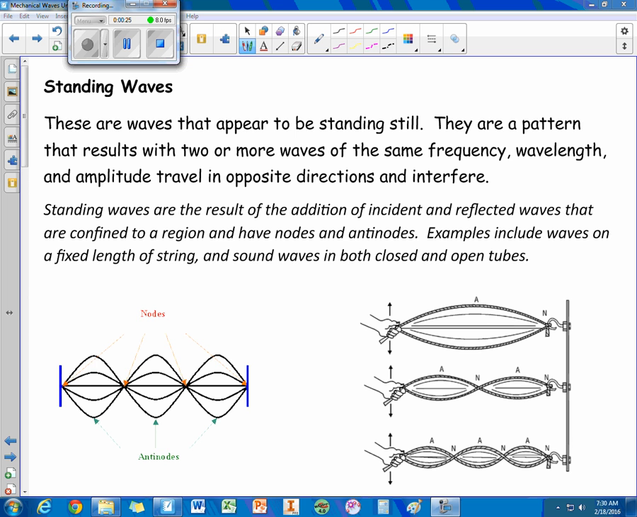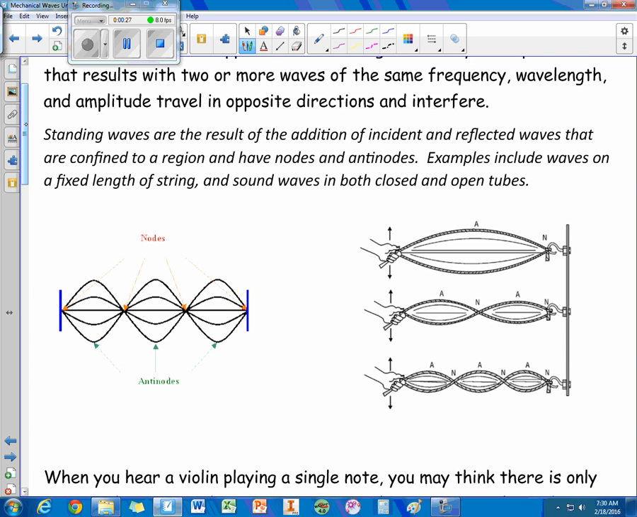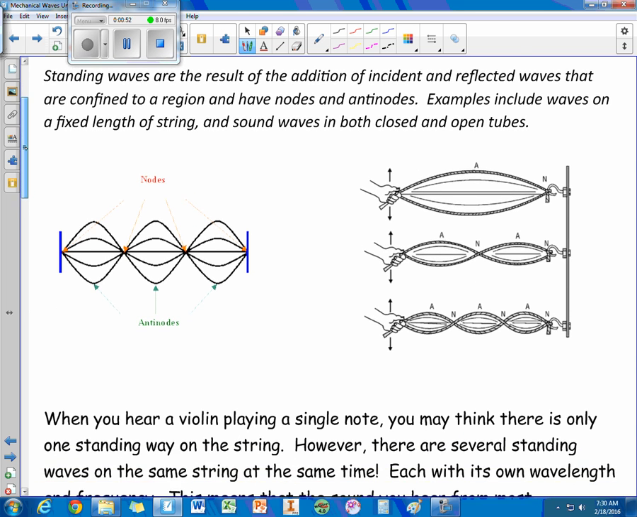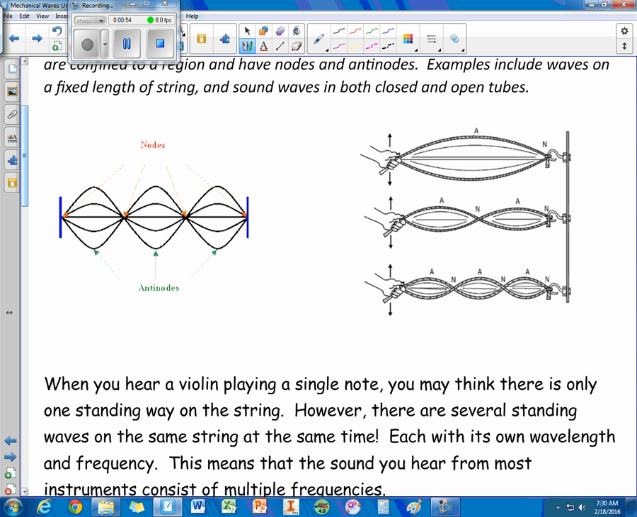And the standing waves result from the addition of incident and reflected waves that are confined to a region and have nodes, antinodes. What you're responsible for will be standing waves on a fixed length of string, standing waves for sound for open and closed tubes. And that's all we're going to really focus on. So in a standing wave, it's really cool. I'll show you guys some videos and we'll do some demonstrations.